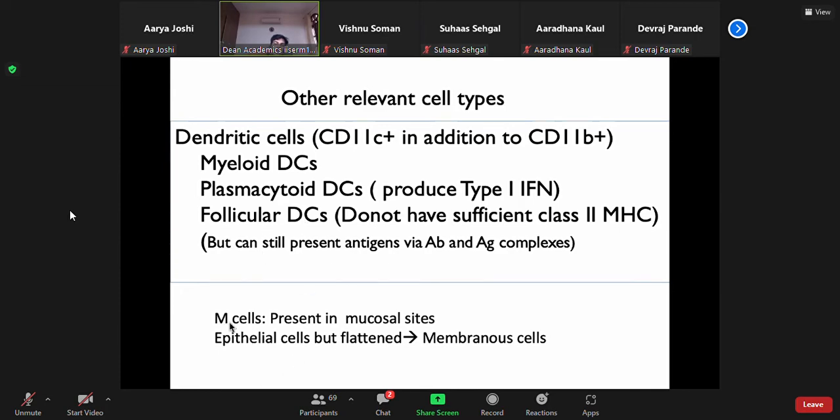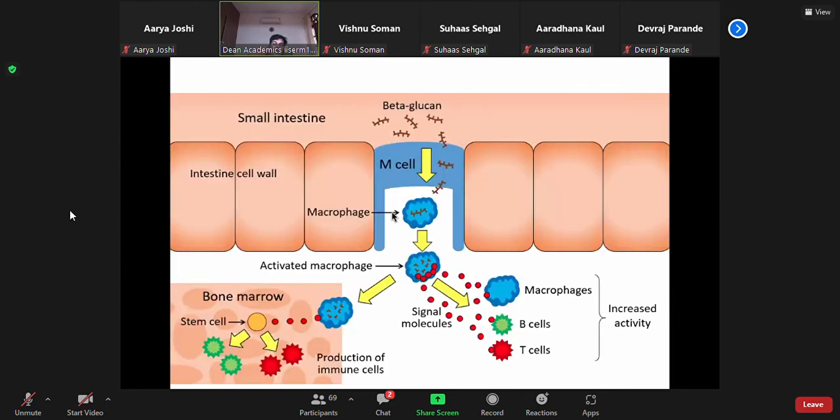Now, there is another cell type that you see predominantly at mucosal sites, and these are called M cells. M stands for membranous. It's just the architecture of these cells. These are modified epithelial cells in your gut or at the mucosal sites, and they appear like membrane. So this is how these cells look. So you have this intestinal wall, small intestine, right?